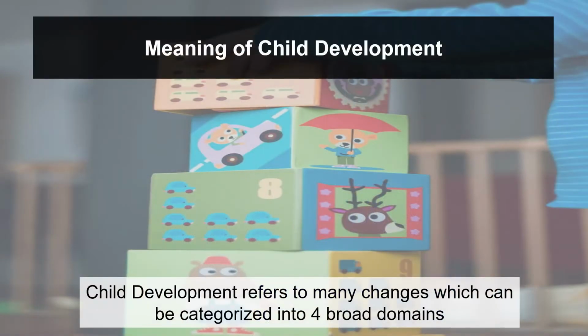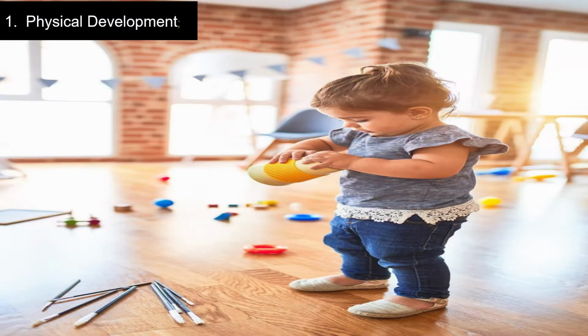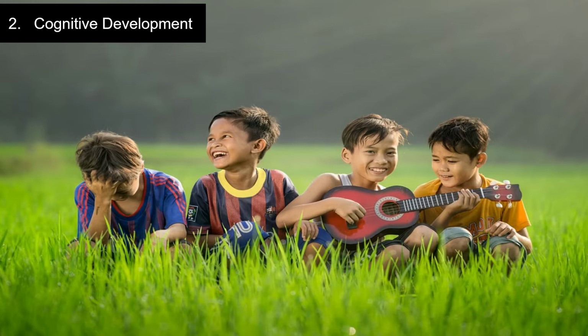So child development refers to many changes. What kind of changes? These changes can be categorized into 4 broad domains. What are these 4 broad domains? First is physical development. When I talk about physical development, it means all the physical and biological changes between birth and adolescence. Second is changes which are categorized under cognitive development.